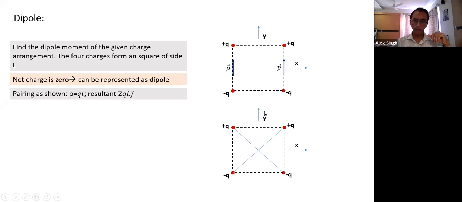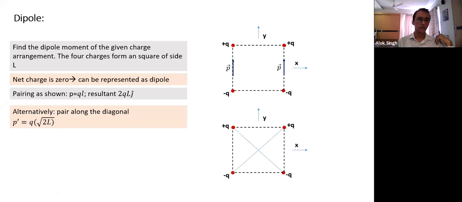Which way do we pair? Across the diagonal. See what happens if we pair across the diagonal. Each dipole moment is 2 times Q multiplied by the distance between the two, which is root 2 L. Thus, that would be the magnitude of each dipole. Like this, there will be 2 dipoles here. What is the resultant here? One thing you notice in this case is that both the dipoles are at the same point. The center points are coincident.